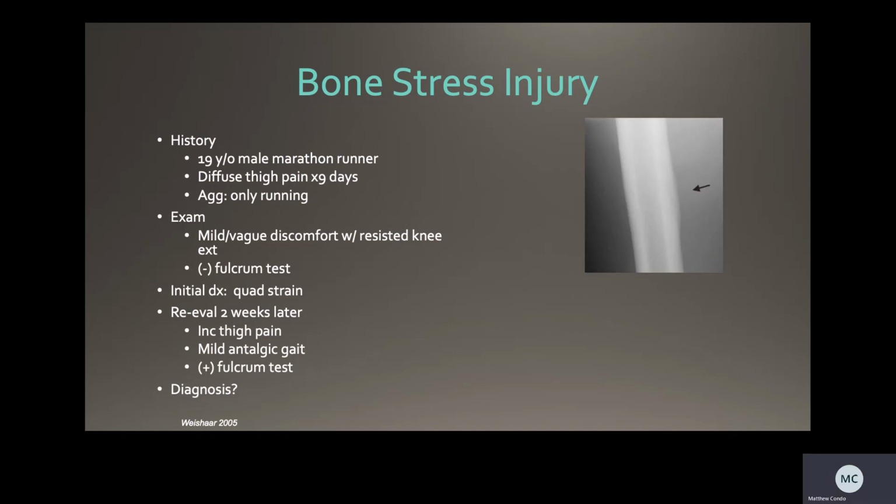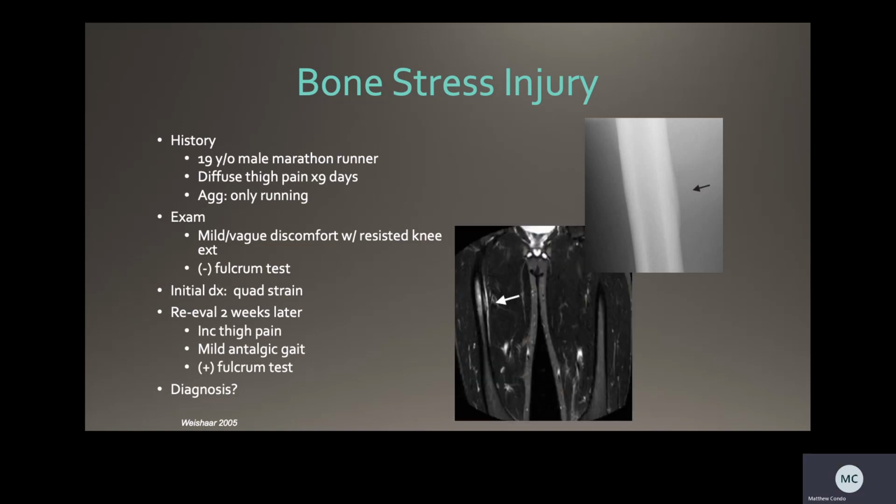There's the x-ray. What you can see is the periosteal layer is just a little bit raised. But then we put them in an MRI, and that thing lights up pretty good. So honestly, what we had here was a bone stress injury. But like I said, sometimes it'll come in as a diagnosis of a quad strain.